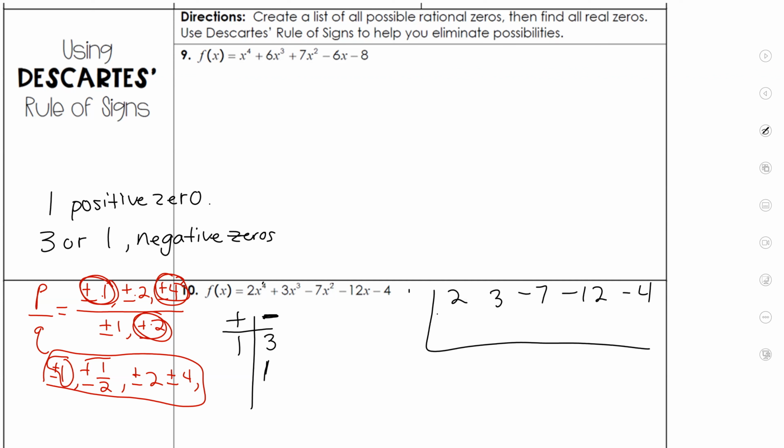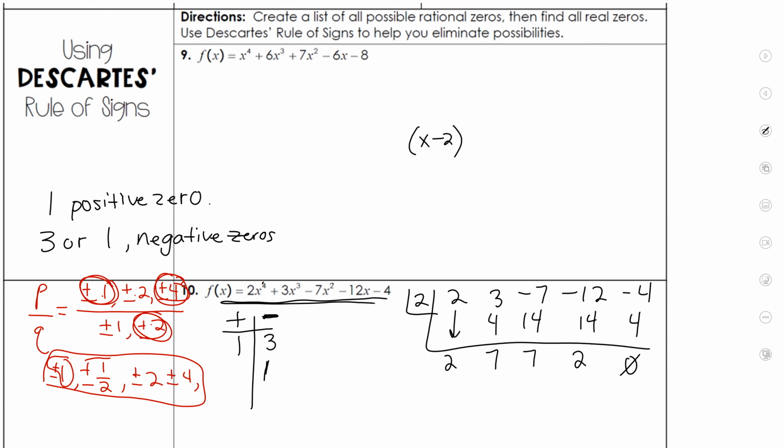Okay, and which one did we test? 2? Okay. Bring down the 2, we get 4, 7, 14, 7, 14, 2, 4, 0. Perfect. We got 0. So that means x minus 2 is a factor. Okay, that was just a coincidence that we got it right. We're supposed to use this polynomial here. Okay, now let's try a different one.